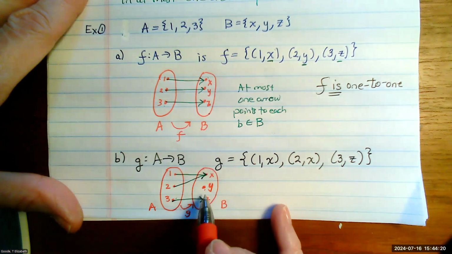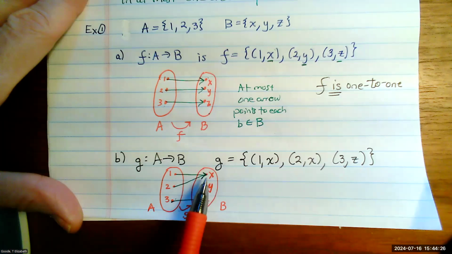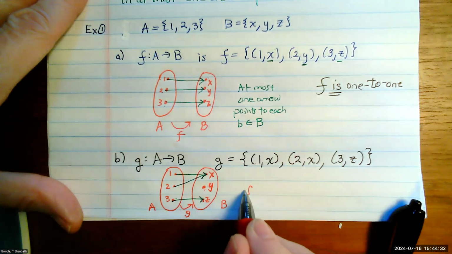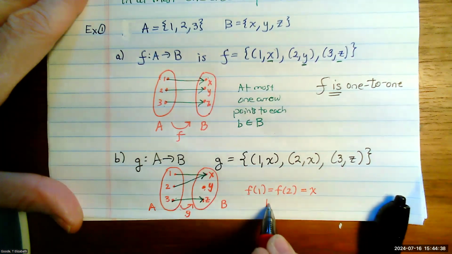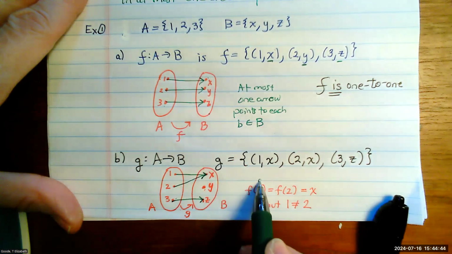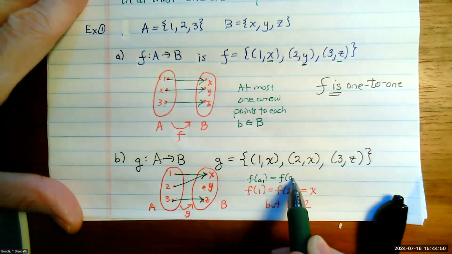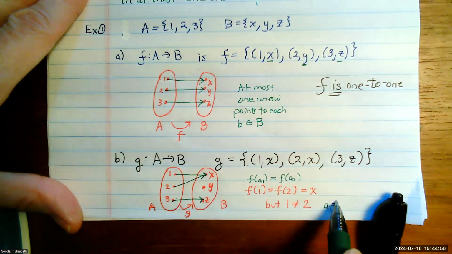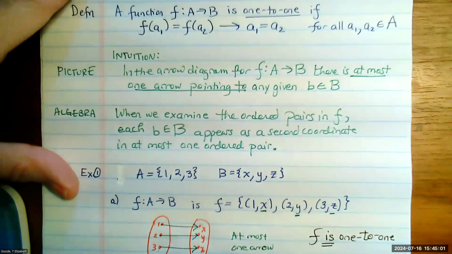There just has to be at most 1 arrow pointing to any element in the codomain. But X has 2 arrows pointing to it, and that breaks the 1-to-1 requirement, because you see F of 1 is equal to F of 2 because they're both equal to X, but 1 is not equal to 2. So we have F of a1, which is 1, equal to F of a2, which is 2, but a1 is actually not equal to a2. And that's the negation of the definition of 1-to-1.